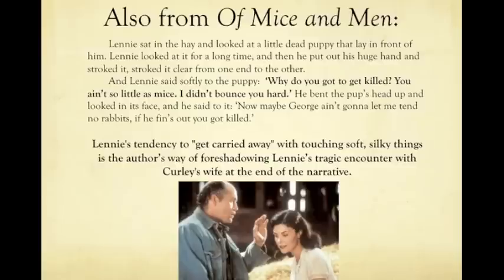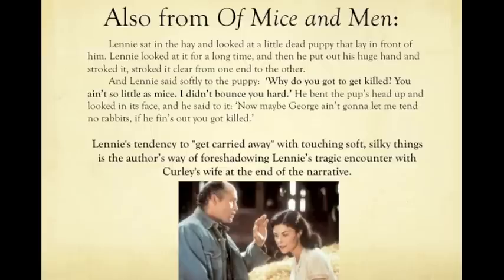It reads, Lenny sat in the hay and looked at a little dead puppy that lay in front of him. Lenny looked at it for a long time, and then he put out his huge hand and stroked it clear from one end to the other, and Lenny said softly to the puppy, Why'd you got to get killed? You ain't so little as mice. I didn't bounce you hard. He bent the pup's head up and looked in its face, and he said to it, Now maybe George ain't gonna let me tend no rabbits if he finds out you got killed.